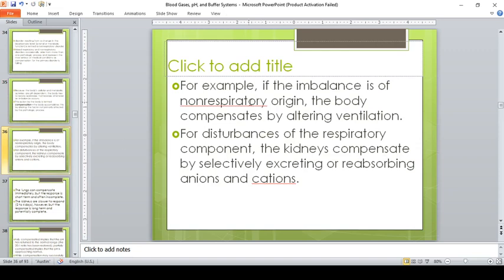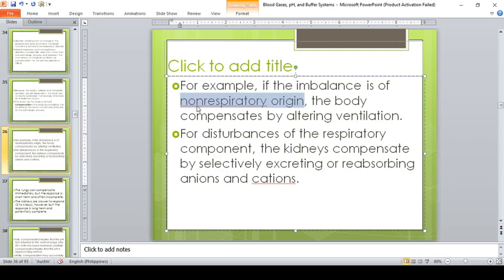For example, if an imbalance is of non-respiratory origin, hindi lungs, possible na kidney, possible na other parts of body, the body compensates by altering ventilation. Since dalawa lang kasi yung major organ that maintains acid-base, kung non-respiratory na yan, ang mag-a-act for compensatory mechanism si lungs. Paulit-ulit tayo doon for you to understand it well. Pero kapag ang problema mo naman si lungs, ang mag-a-act is the kidney.